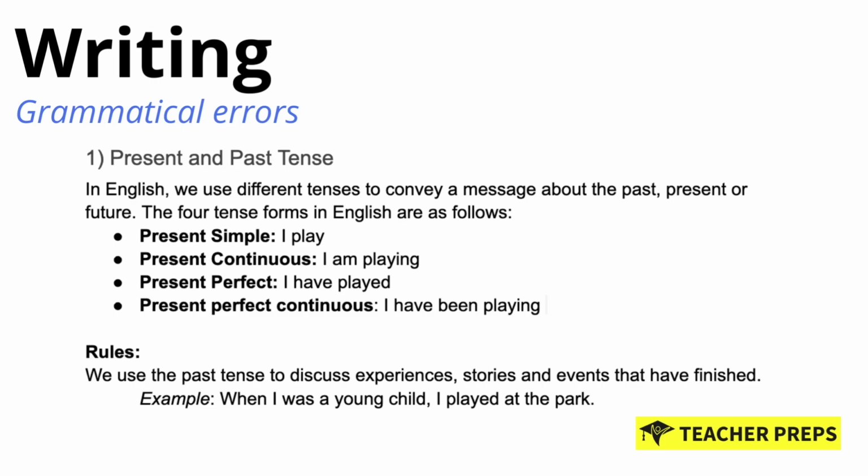Number 1, present and past tense. In English, we use different tenses to convey a message about the past, present, or future. The 4 tense forms in English are as follows. We have present simple, like I play, present continuous, I am playing, present perfect, I have played, and present perfect continuous, I have been playing. Some of the rules that you're going to want to remember. We have the past tense to discuss experiences, stories, and events that have already finished. An example, when I was a young child, I played at the park, all in the past.